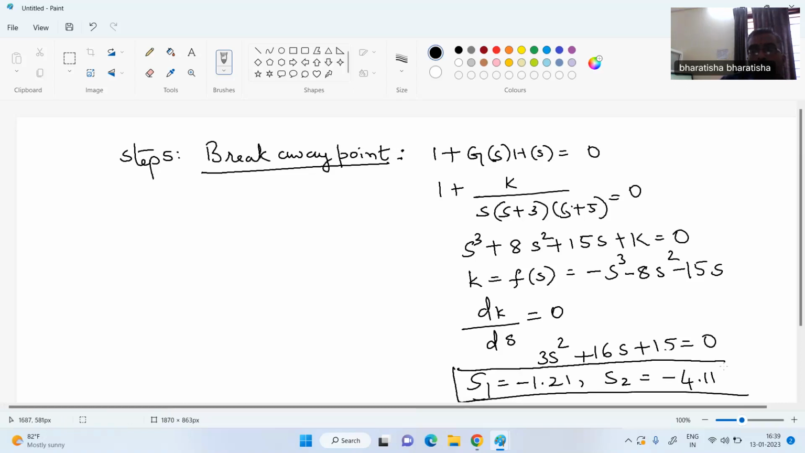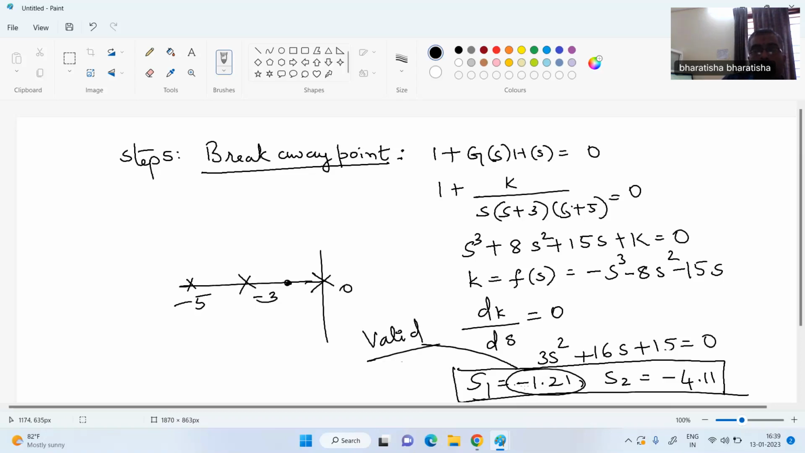Now you see, this minus 1.21 I have plotted, if you remember. This was the pole-zero plot. It was 0, minus 3 and minus 5. Between 0 and minus 3 was the root locus region. So minus 1.21 lies between 0 and minus 3 and hence it is a valid breakaway point. We call that a valid breakaway point.